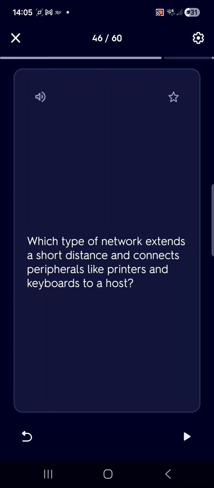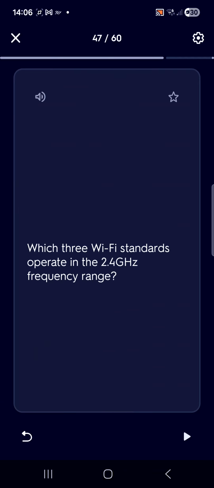Which type of network extends a short distance to connect peripherals such as printers and keyboards to a host? That would be the PAN. What does the PAN stand for? That would be the Personal Area Network.